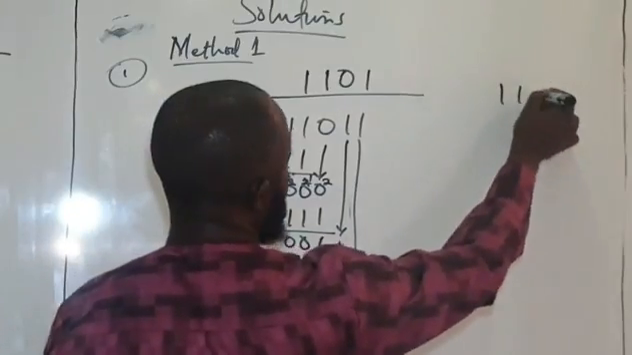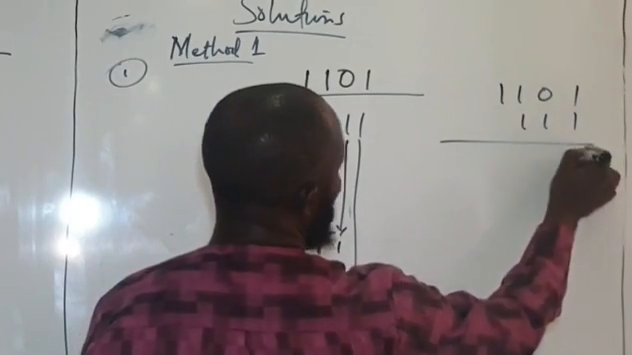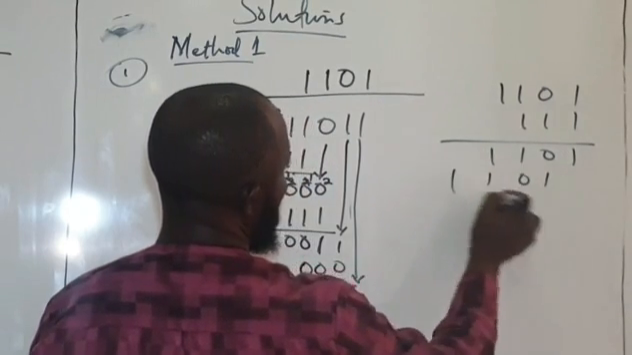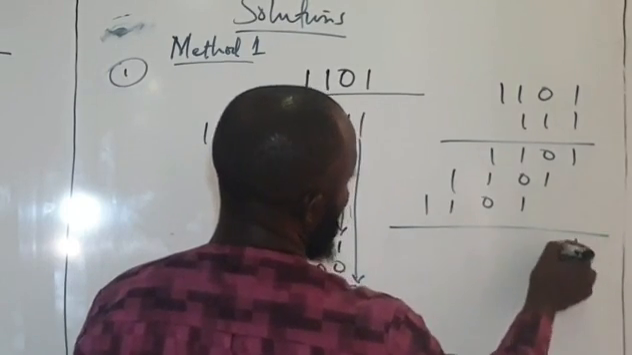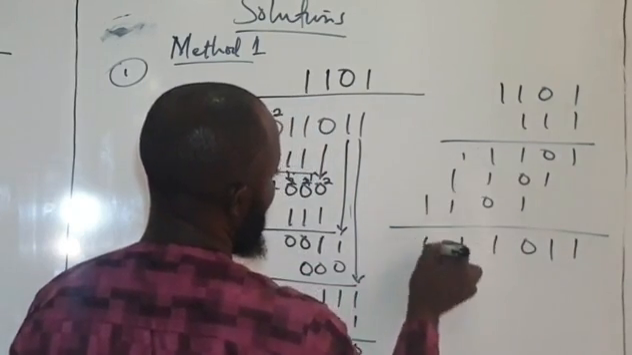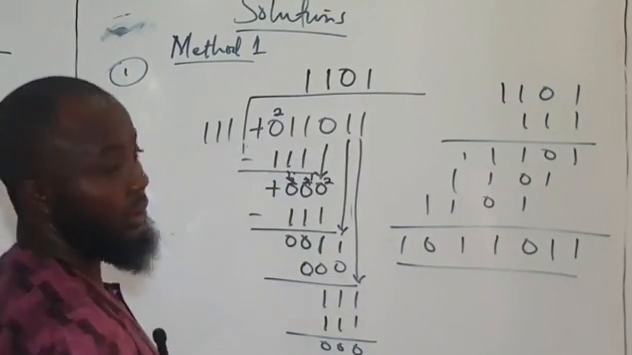So 1101 multiplied by 111. This will give us 1101 1101 1101. So let's add. This gives 110. This is 1. This is also 1. This also was 01. So let's confirm this on 1011011.